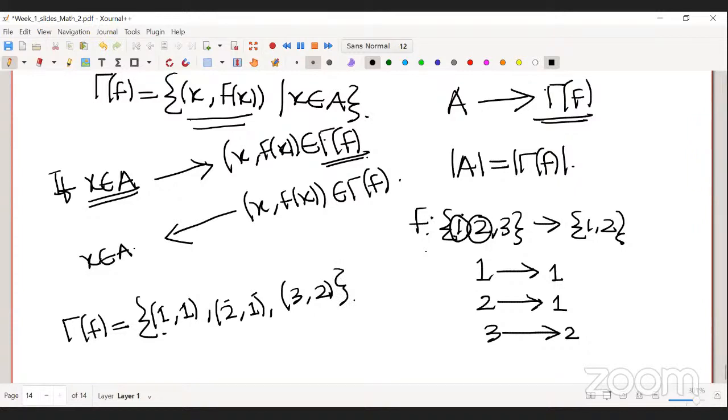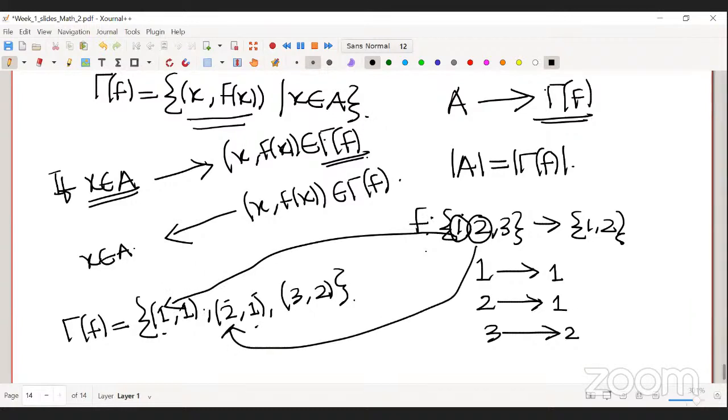So that is what I am saying. If you have a 1 here, you have 1 comma 1 here. If you have 2 here, you are getting 2 comma f of 2. If you have 3 here, you are getting 3 comma f of 3.